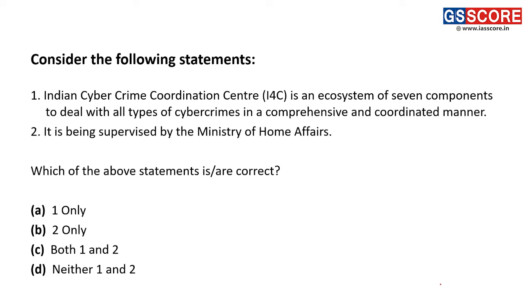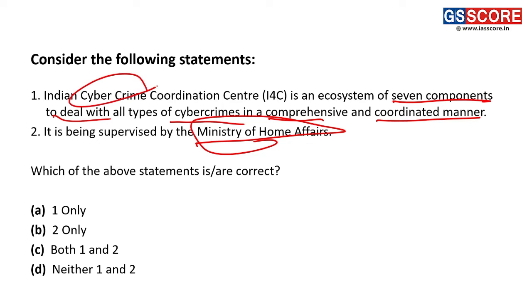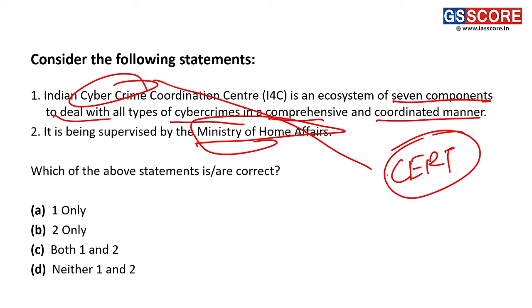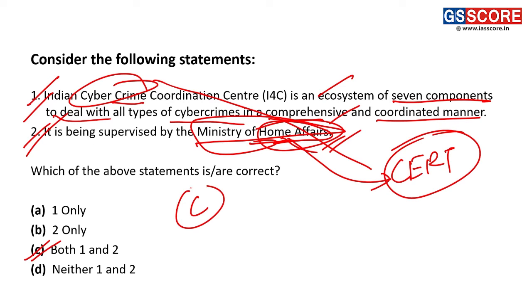Moving on, the Indian Cyber Crime Coordination Centre is an ecosystem of 7 components to deal with all types of cyber crimes in a comprehensive and coordinated manner. It is being supervised by the Ministry of Home Affairs. Cyber crime, right? So generally we have various bodies like CERT, the Computer Emergency Response Team, etc., which directly operate under the aegis of the Ministry of Home Affairs. So the crime and the Home Affairs correlation holds true here as well. So both the statements are correct, hence the correct option would be option C.